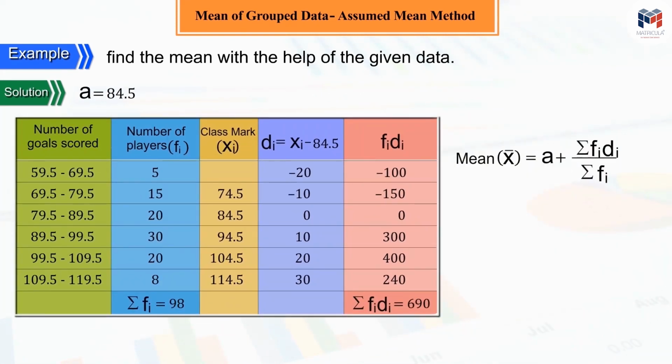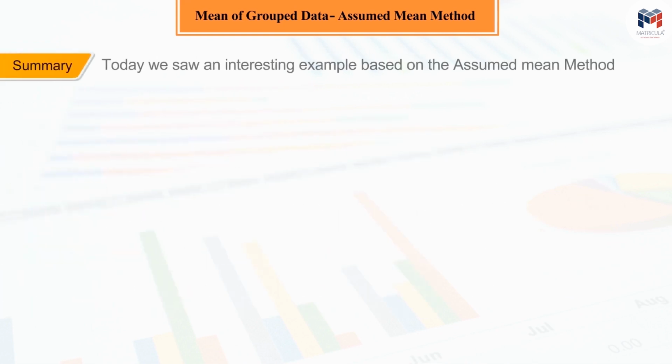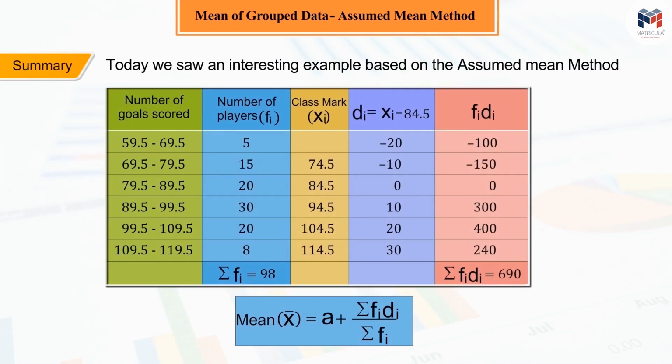On putting the values of the assumed mean A, summation fi di and summation fi in the formula of the assumed mean method and solving, the value of the mean, that is x bar, is obtained as 91.54. Hence, we can say that the mean of the goals scored is 91.54. So hope you must have understood the assumed mean method of finding the mean.